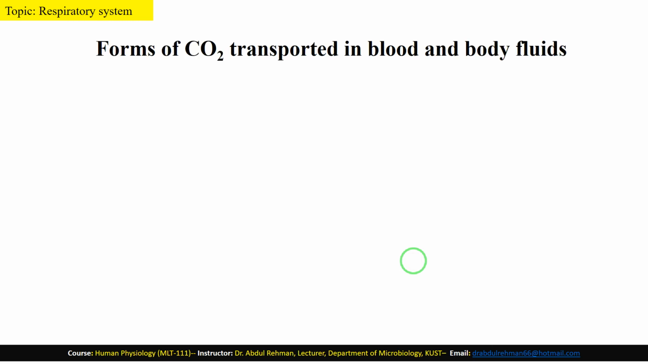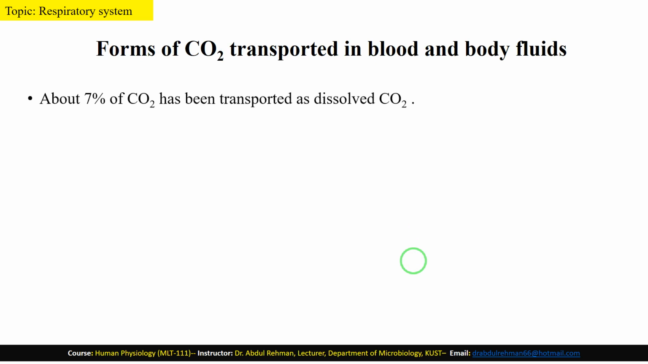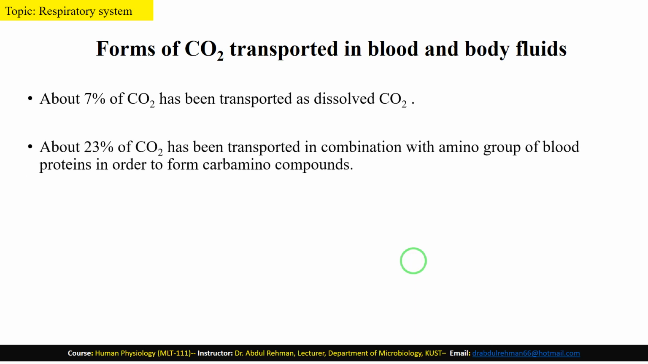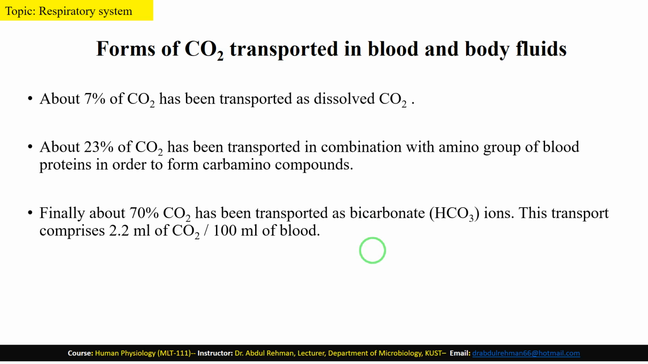Forms of carbon dioxide transported in blood: as we discussed earlier, about 7% of carbon dioxide is transported as dissolved carbon dioxide, while 23% is transported in combination with the amino group of blood protein to form carbamino compounds, while the major portion of the carbon dioxide is transported as bicarbonate ions, and that is about 70%. This transport comprises 2.2 ml of carbon dioxide per 100 ml of blood.